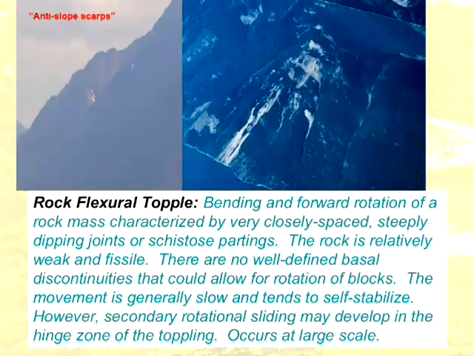As a translating block moves forward, it remains just as unstable as it was at the beginning. Rotational block, as it moves forward, the downslope component of gravity decreases. So eventually, if the movement is slow, a rotational block will self-stabilize. Similarly, a flexural topple becomes more stable as it moves. So many flexural toppling slopes remain stable for long periods of time.